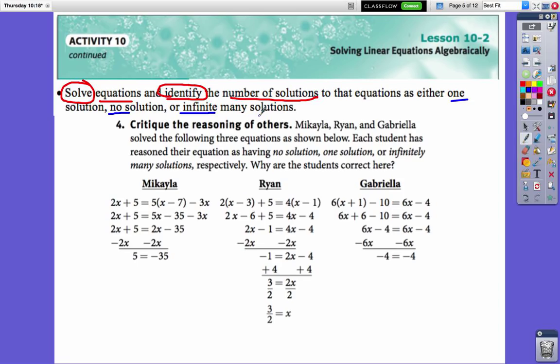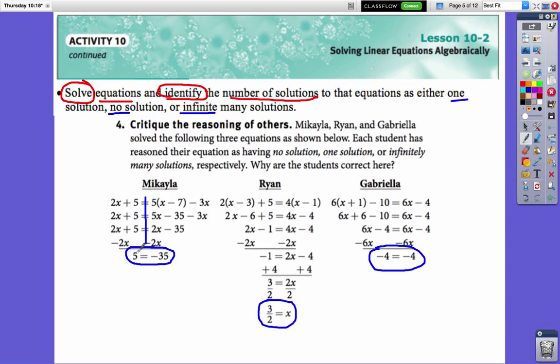So if we look at this example here, we can critique the reasoning of these three students, Michaela, Ryan, and Gabriella. As you can see, they solved their equations by following these steps. They all have their balance sign, but what I want you to notice is their solutions to their equations. These are the three different types of solution sets that there could be.